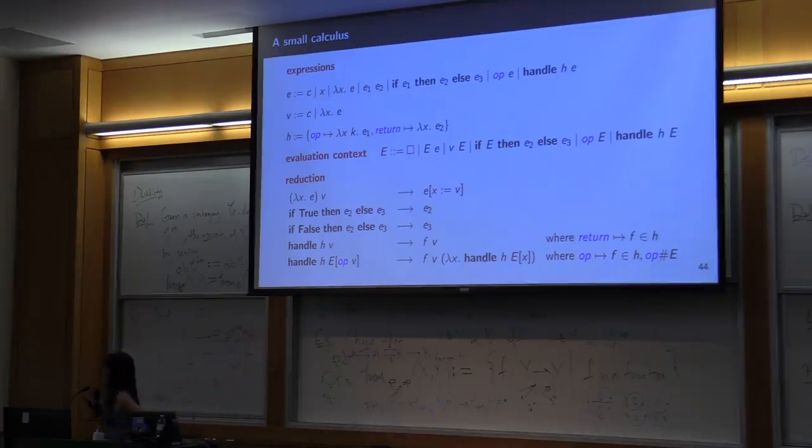Yes? What's the meaning of the hash in the operation? Right, so this notation says that no handlers inside this capital E will handle this operation. This rule only applies when this handler H is the innermost handler available for your operation, because you could have multiple handlers that handle the same operation in your context.